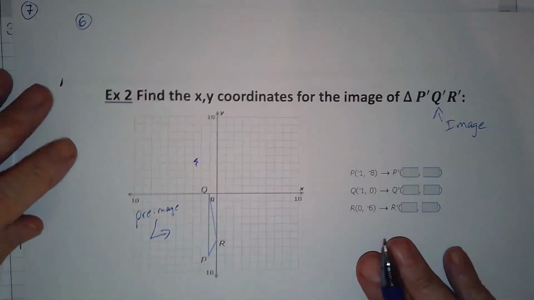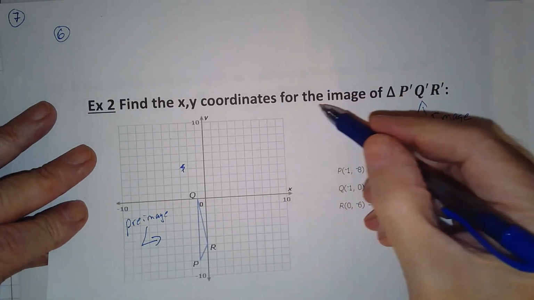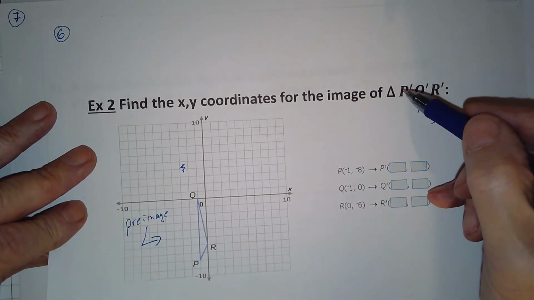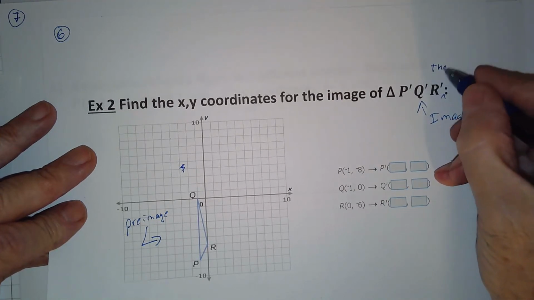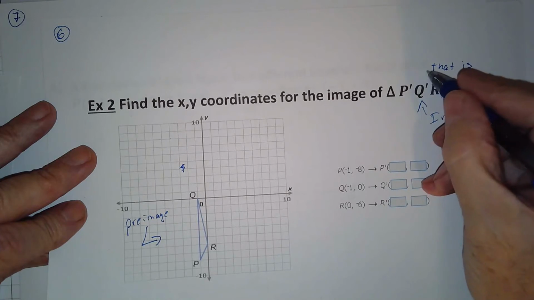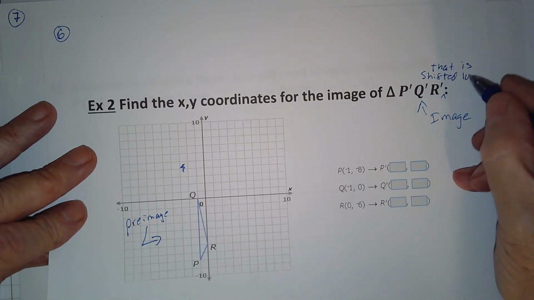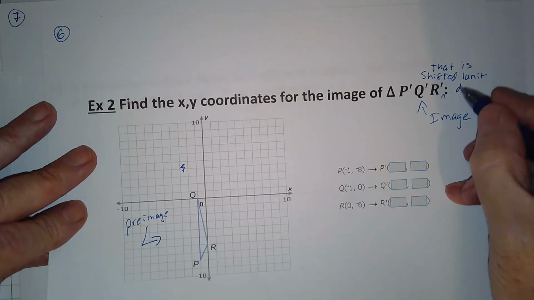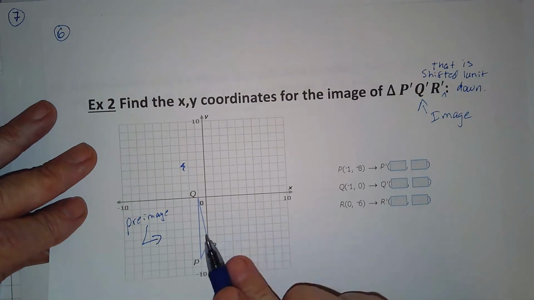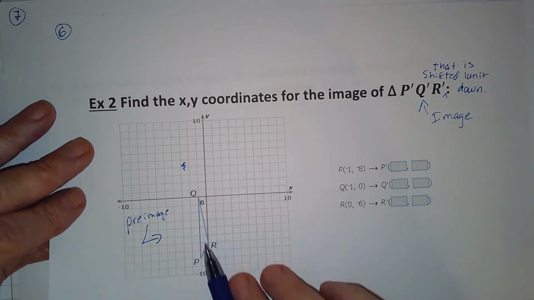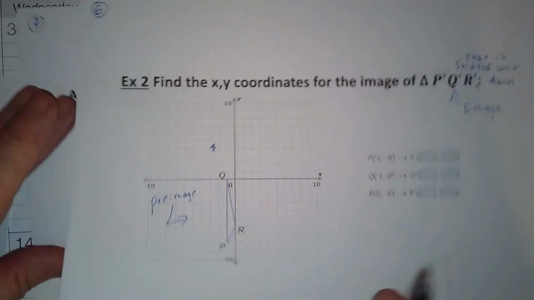All right, so what they want you to do, and I didn't put this in here, let me put this at the top: find the x and y coordinates for the image of PQR that is shifted 1 unit down. Okay, 1 unit down. Without that information, you don't really know where you're going to be shifting this triangle to. But that's, in fact, what this problem requires.